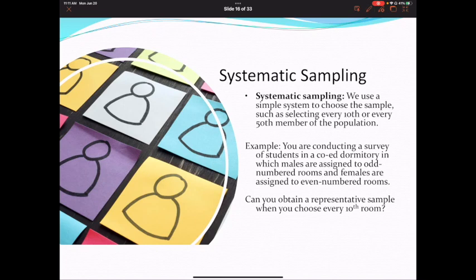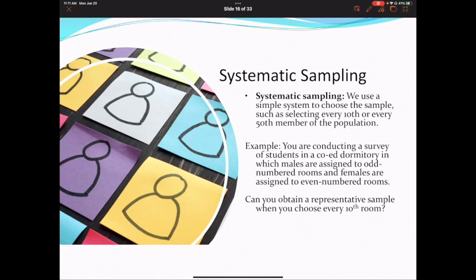Continuing with Chapter 8, we have some more sampling methods we need to talk about. So one is systematic sampling. Simple random sampling is the only type we've discussed so far, and a census in the previous video. But in this video, we're going to start with a few more.